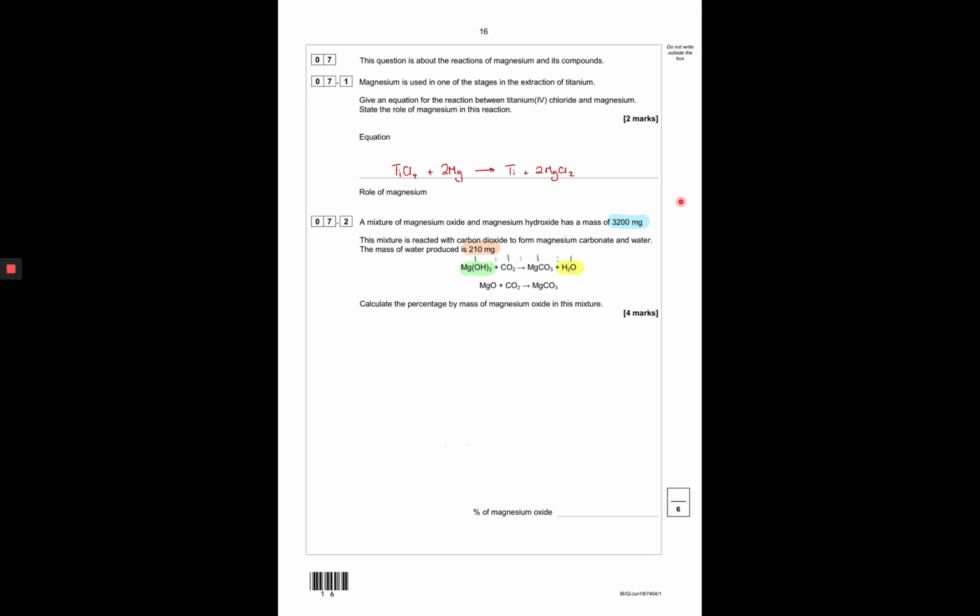What you've got is reduction and oxidation happening. So you have to think, well, what is the role of magnesium? So what is happening to the titanium? The titanium is going from +4 to 0. So it's being reduced. So the role of magnesium is as a reducing agent.